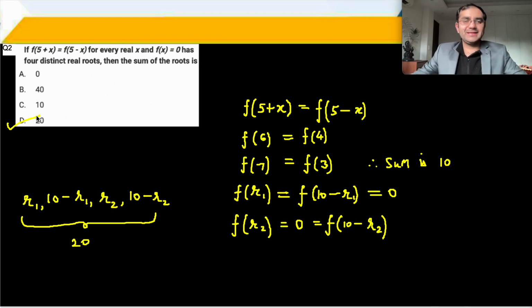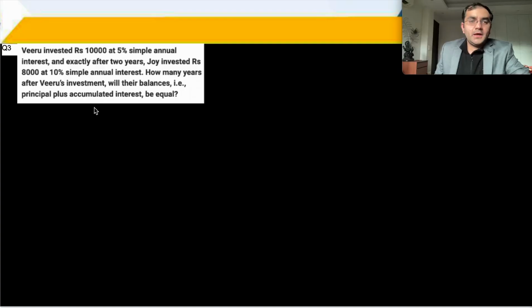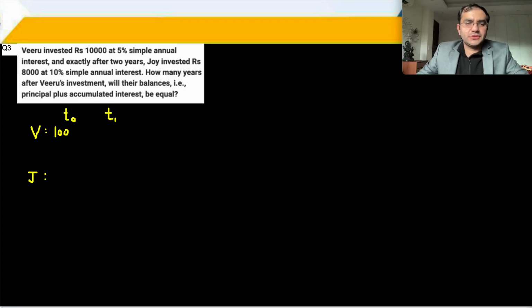This was a really tough question. Viru invested 10,000 at 5% simple interest exactly 2 years before Joy invested 8,000 at 10% simple interest. So Viru and Joy, and let's say T0 is the starting date. At T0 Viru has put in 10,000 rupees at 5%. 10% is 1,000, 5% is 500. So add 500 rupees. After 1 year, and then after 2 years, it becomes another plus 500, 11,000 rupees.